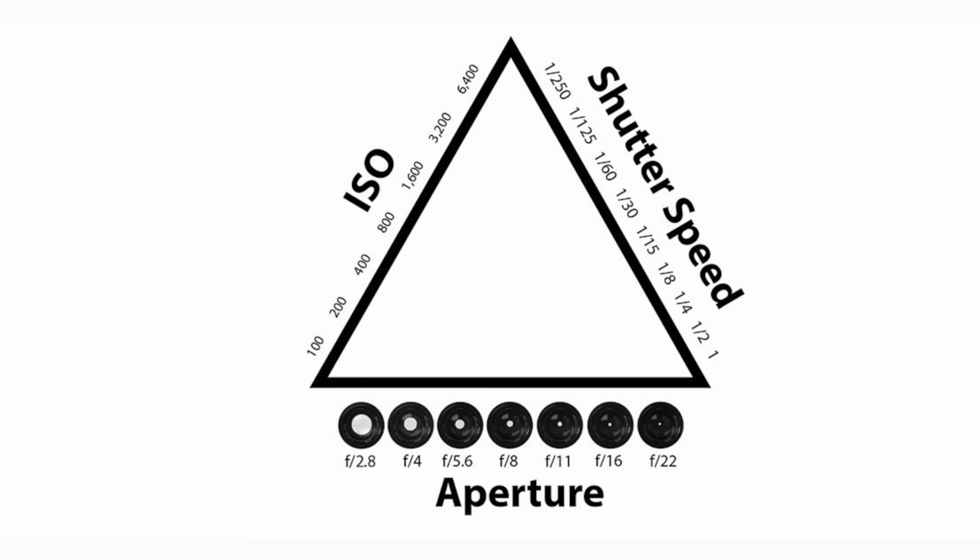I'm not really the best at explaining this triangle because I didn't really understand it when I was first starting, but hopefully you do. In this chapter, I'm going to talk about the 3 main settings: shutter speed, aperture, and ISO.